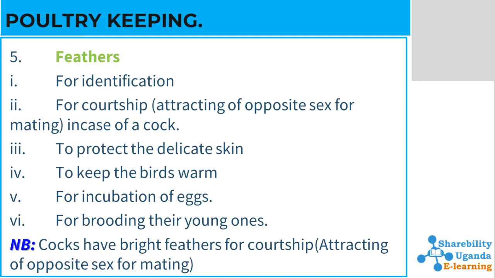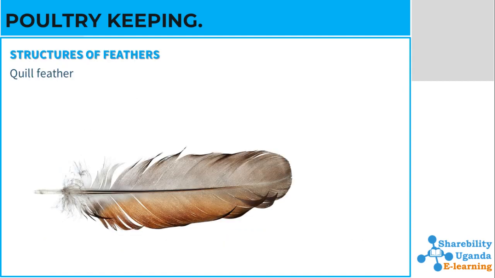Feathers are also used by the hens or the incubating hens to cover its eggs very well, and it is also used for brooding their young ones or the chicks. Cocks have bright feathers for courtship, attracting of opposite sex for mating.